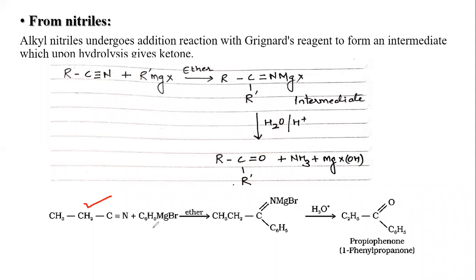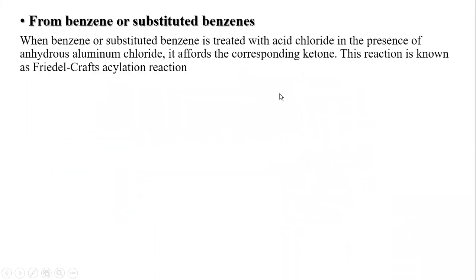reacts with phenyl magnesium bromide, that is Grignard reagent, it gives an addition product. The alkyl part or the aryl part gets added to carbon and the magnesium bromide part will get added to nitrogen. Finally, the NMgR part will get replaced by oxygen by hydrolysis. In this way, ketones can be obtained from nitriles.